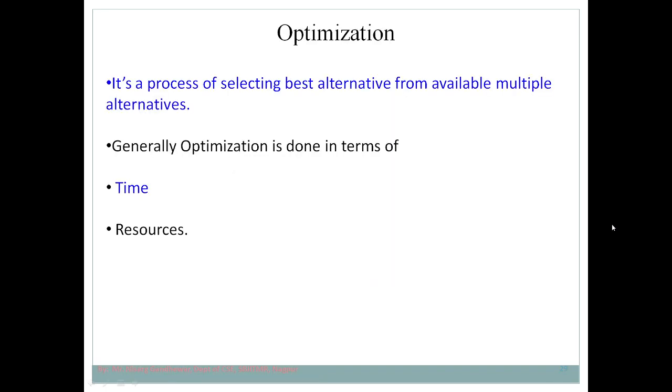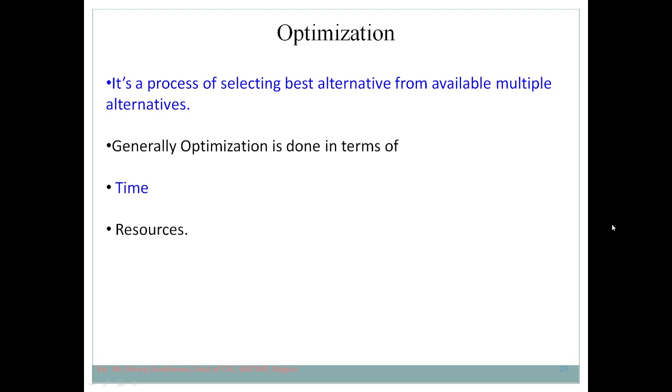So what is optimization? We can say that optimization is the process of searching for the best alternative from available alternatives. It's very simple. Optimization can be applied in multiple fields. In our day-to-day life, optimization is there. How? Optimization can be done in terms of time as well as resources.